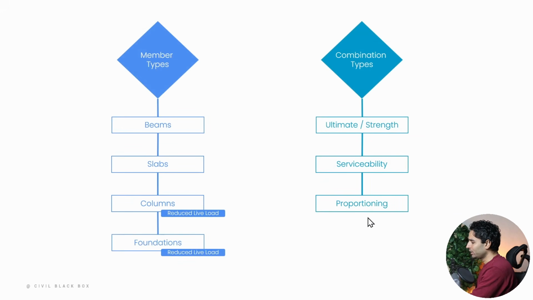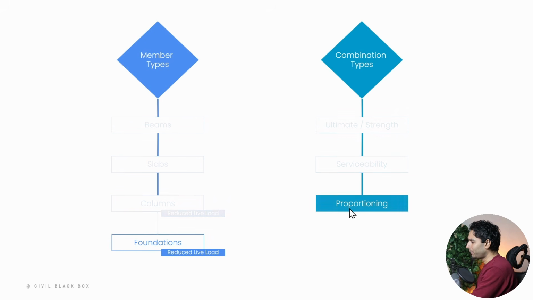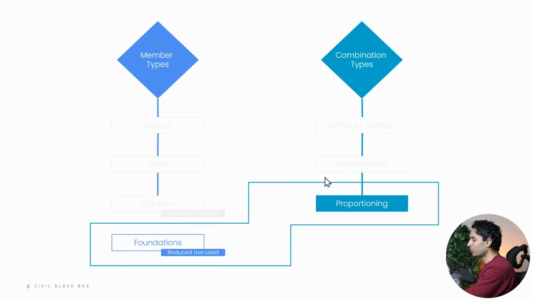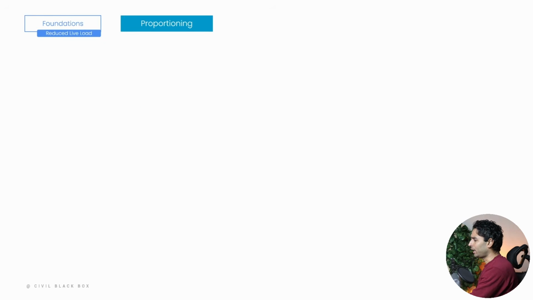Let's move on to the proportioning. Now, when it comes to proportioning, this is basically dependent upon just the substructure, that is just the foundation. So we'll be talking about only proportioning with respect to foundation. Just remember, however, that for foundation as well as for the columns, we'll be considering reduced live loads. So the combinations kind of remain the same, but internally the load types will be a bit different. So let's take them together and talk about it.